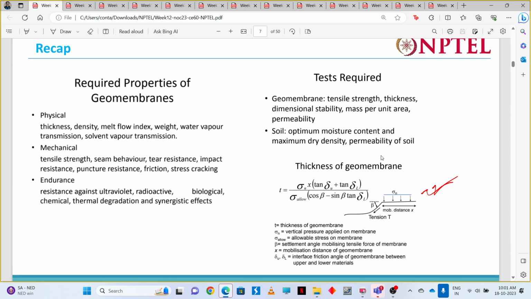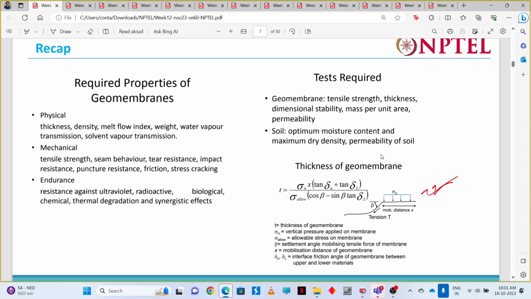Then we discussed the properties of geomembranes. Geomembranes are one of the most important liner materials. Along with compacted clay, these geomembranes are used. Some properties of geomembranes are very important.